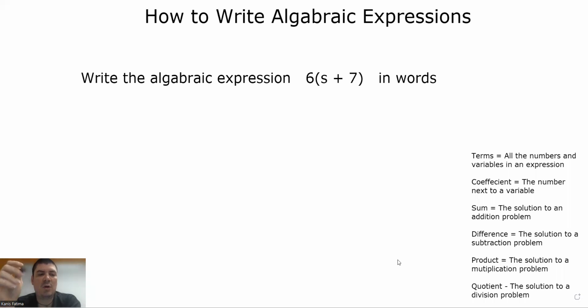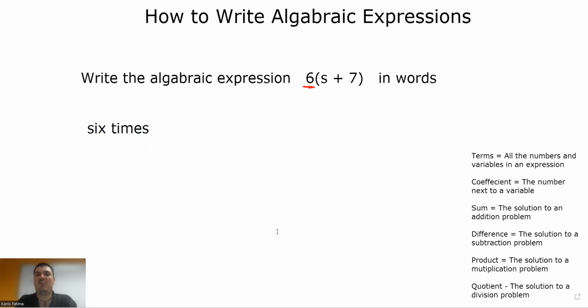We can also work backwards, and looking at the algebraic expression in numbers, we can put it in words. So looking at our example here, it says write the algebraic expression 6 parentheses S plus 7 parentheses in words. So first I'm going to start with my 6. Now 6 is sitting next to the parentheses, so I'm going to write 6 times.